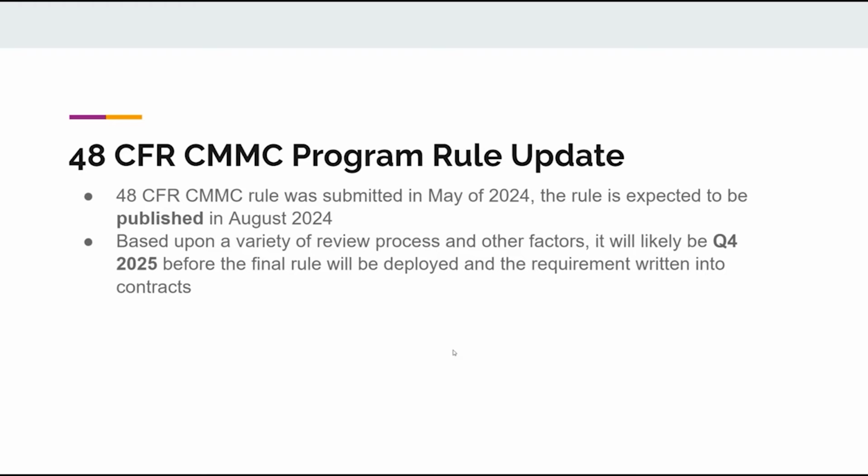So what does this mean between 32 and 48? 32 means anyone who has a motivation to get someone compliant is going to start pushing that agenda. A lot of primes and those types of companies are going to push their supply chain to say, hey, great, CMMC is live, go get your cert. We want you certed up before this is written into contracts.